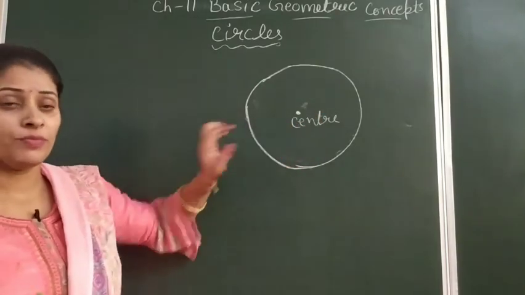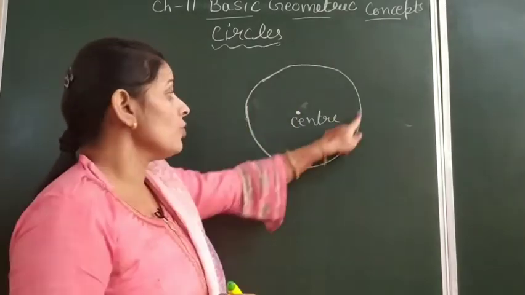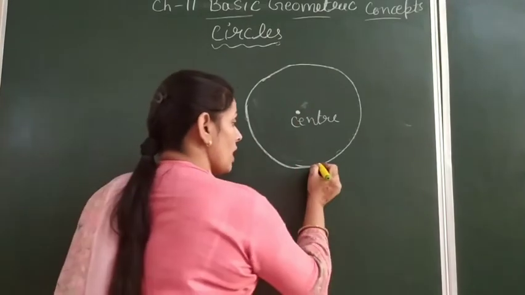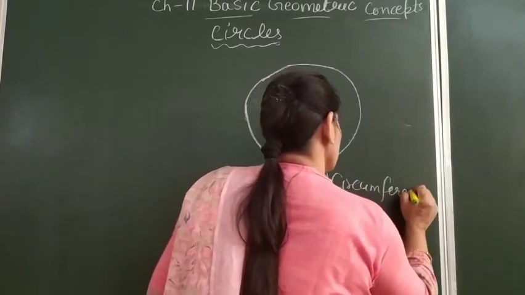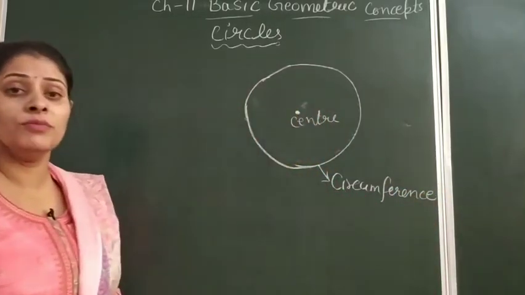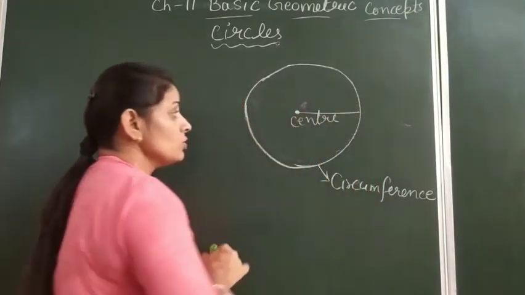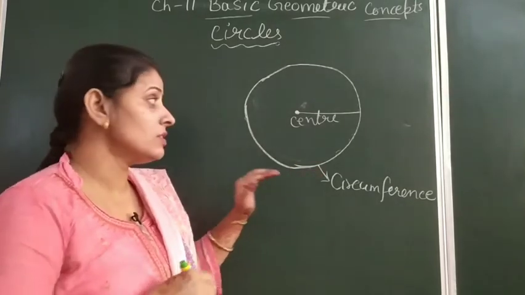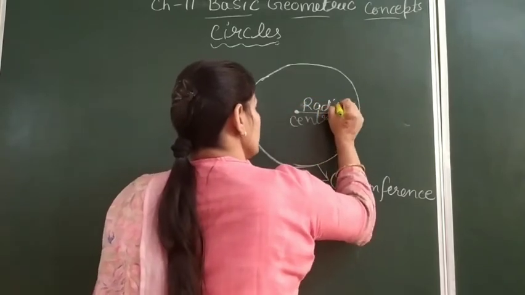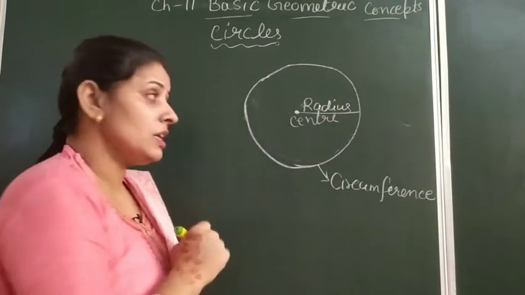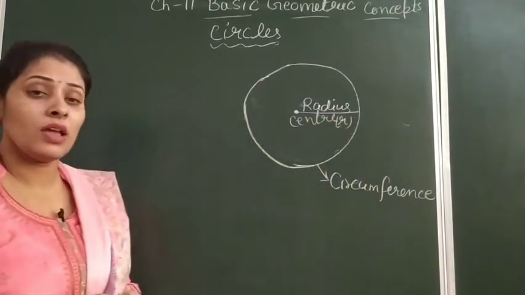There are infinitely many points lying on this circle which are equidistant from the given point. The given point is called the center, and this boundary, the combination of all the points, is known as the circumference of a circle. If we join the center to any point on the circumference, this line is known as the radius and is denoted by r.